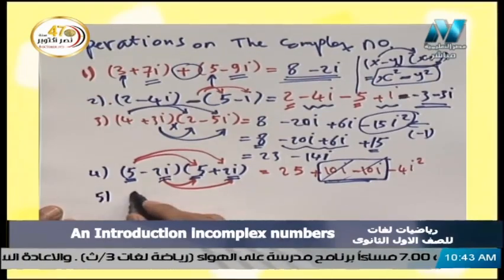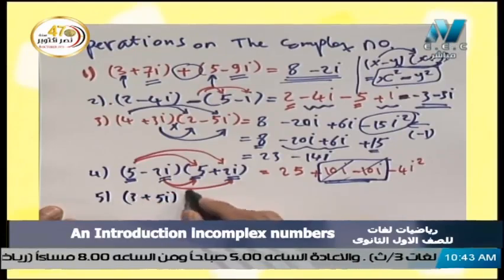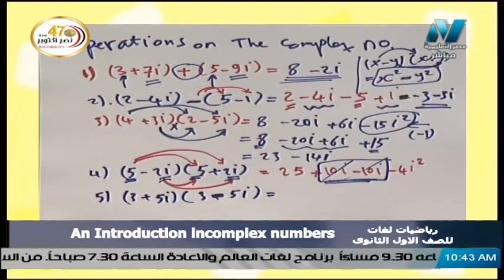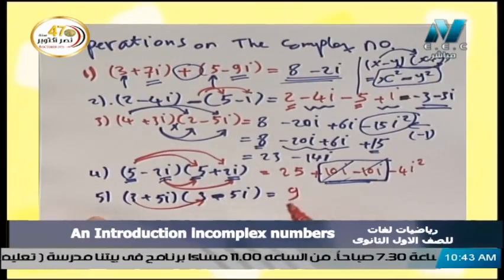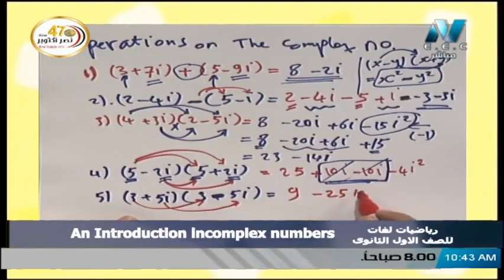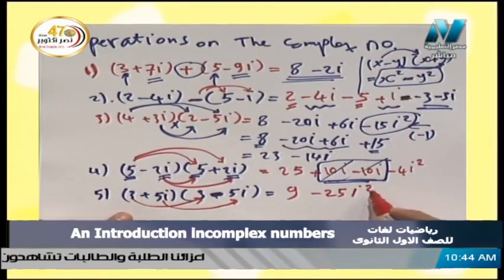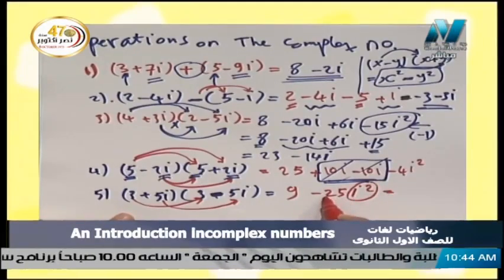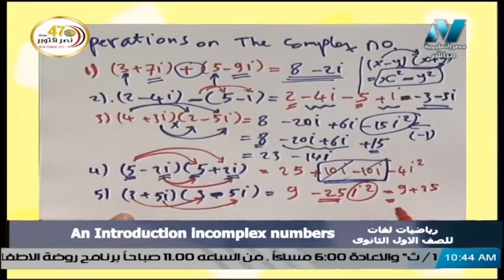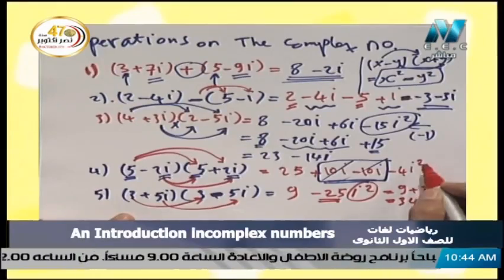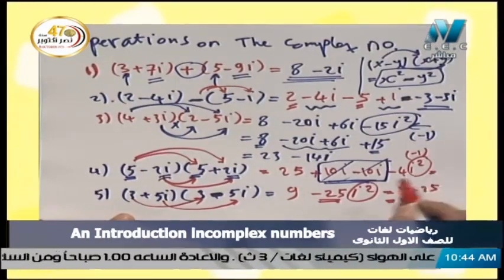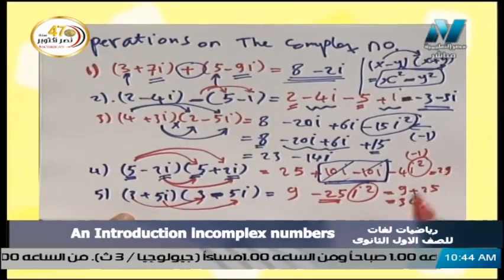So if we have 3 plus 5i multiplied by 3 minus 5i, and we notice that they are conjugates of each other, we can multiply 3 by 3, it's 9, and multiply 5i by negative 5i, and it will be negative 25i power 2. And we know that i power 2 equals negative 1, so negative 1 multiplied by negative 25 is positive 25. So it's 9 plus 25, and the final answer will be 34. Here also i power 2 is negative 1. Negative 1 multiplied by negative 4 is positive 4. Positive 4 plus 25 is 29.